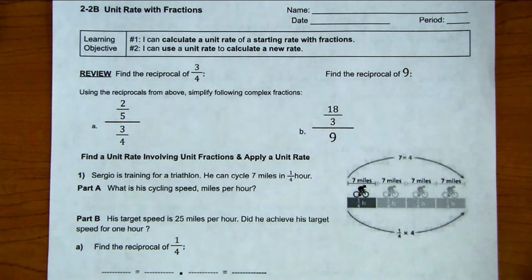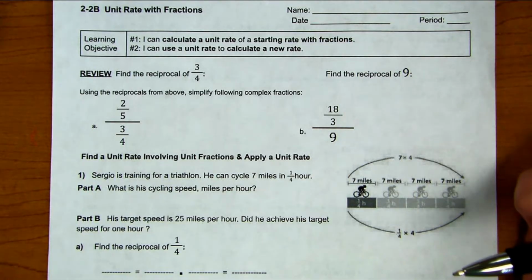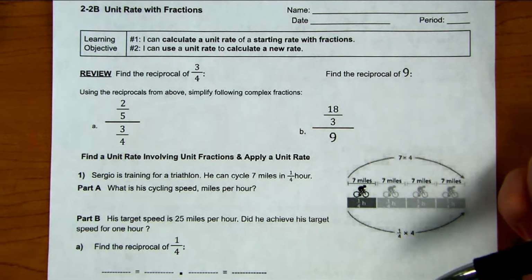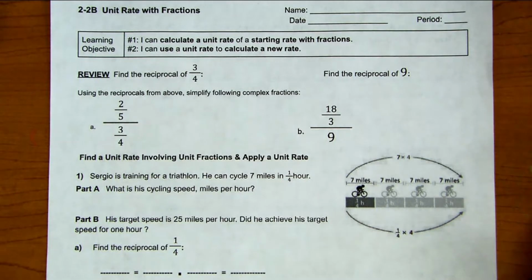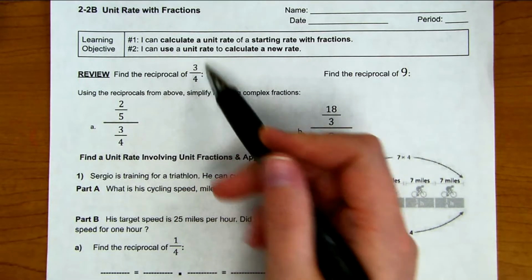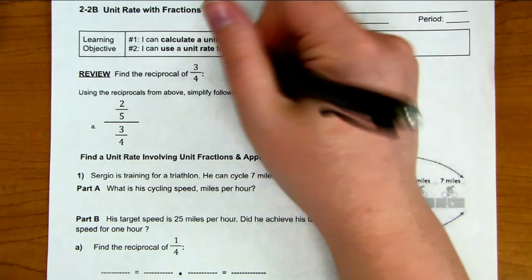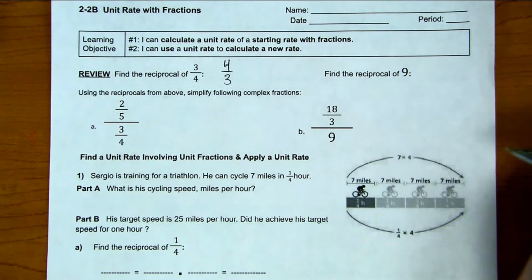Welcome. Today we're going to learn how to use unit rates and new rates using equivalent ratios where we have fractions inside the ratios. So first, as a quick review, we're going to be using reciprocals. The reciprocal is when we take the numerator and denominator and we swap them. So the reciprocal of 3 over 4 will be 4 over 3.